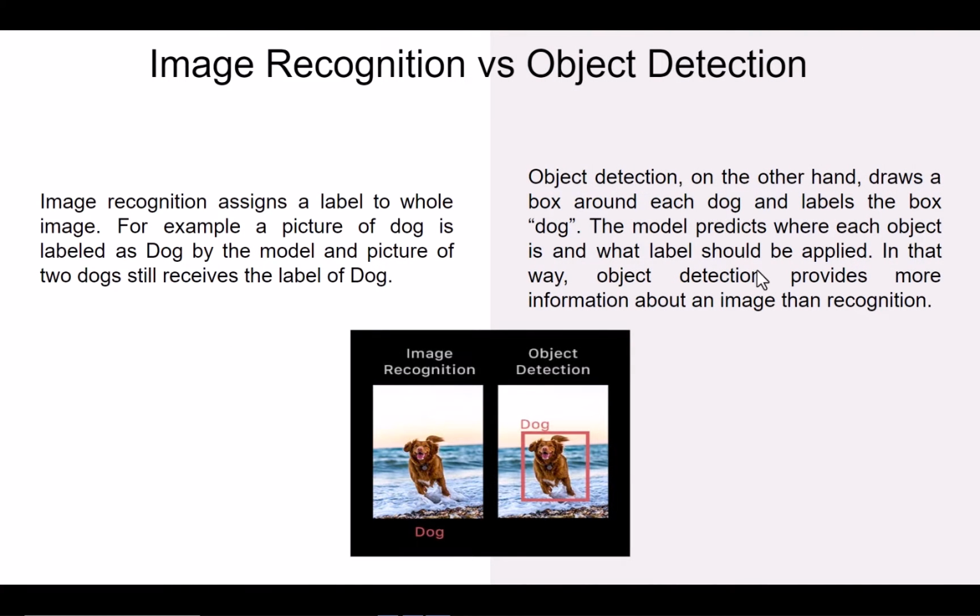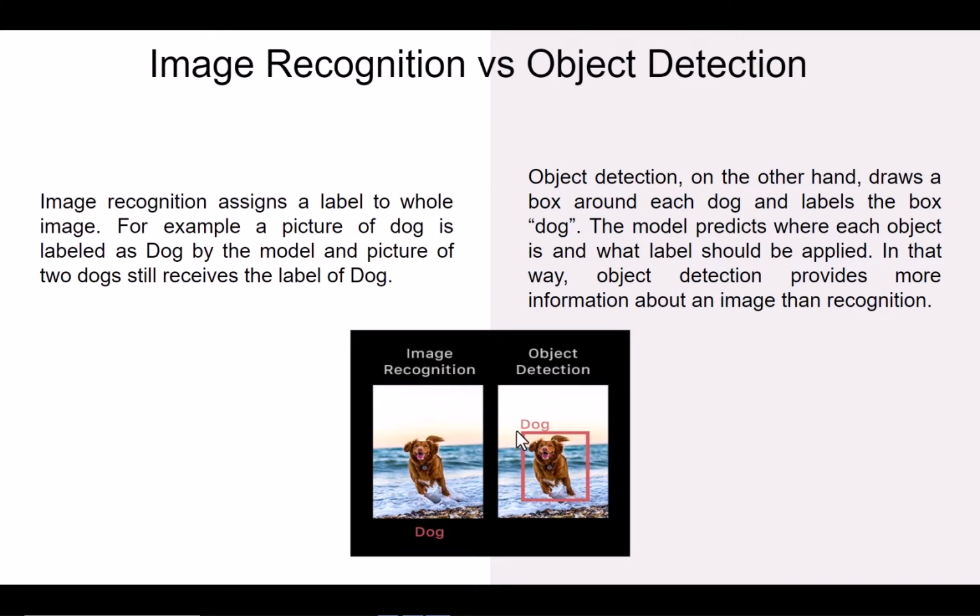Object detection is mostly confused with image recognition or image classification. But there is a big difference. Image recognition assigns a label to the whole image. For example, if we pass this dog image to our image classification or recognition model, then our model is going to assign the label dog to this whole image. Similarly, if we pass a picture where two dogs are present, then our image recognition model will still return the label dog for that image, because that model assigns the label to the whole image.